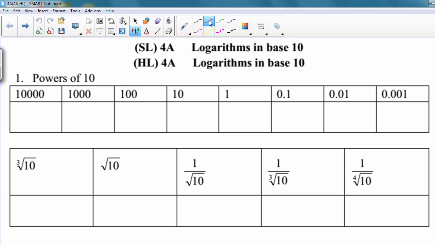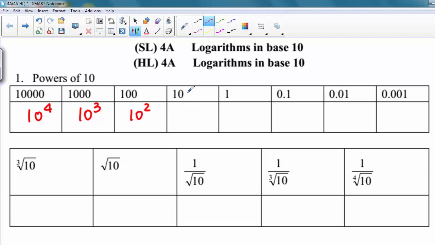I hope that you guys can be very proficient at changing all those values to powers of 10 without any troubles. The first one, 10,000. So this one is 10 to the power of 4. 1,000. This one is 10 cubed. 100. This one is 10 squared.